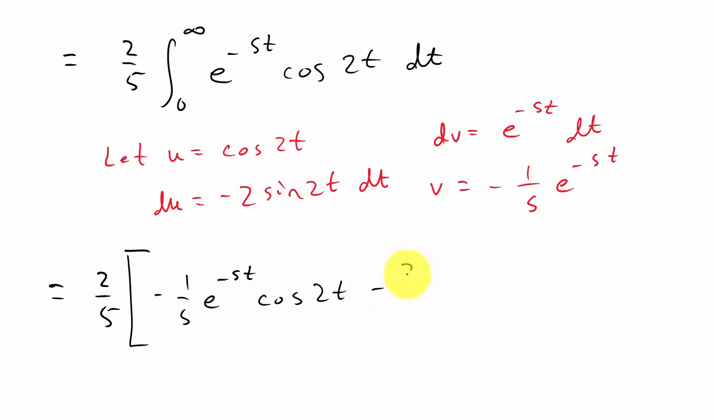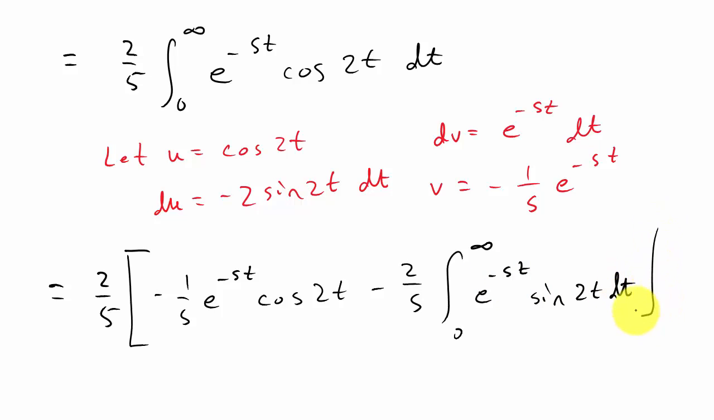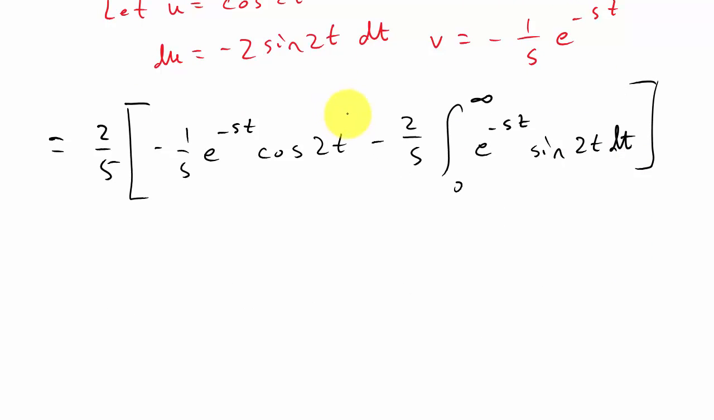That's going to be 2 over s. I'm going to bring that outside this integral, 0 to infinity, and then that's going to be e to the negative st sine 2t dt. Alright. Oops, I'm sorry. That's 0 to infinity. Alright, so this is going to give us 2/5 times, now let's evaluate this.